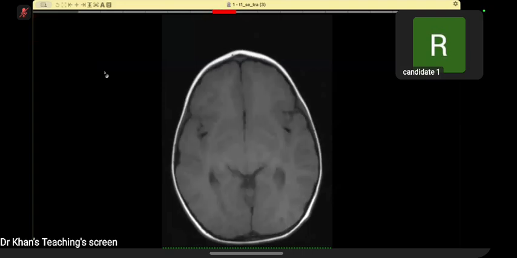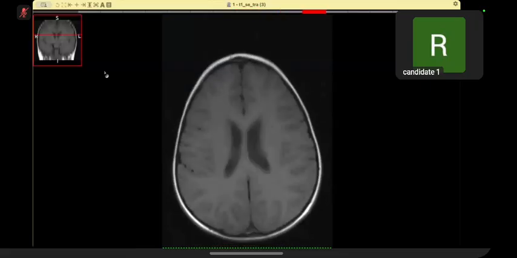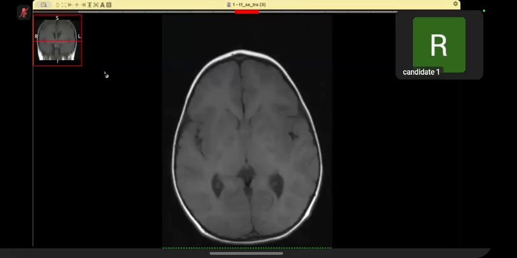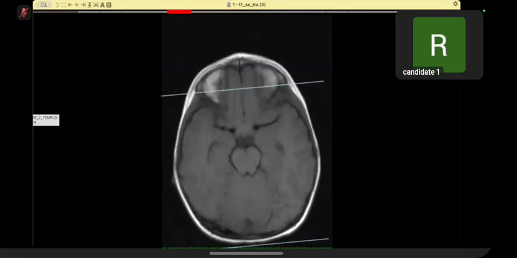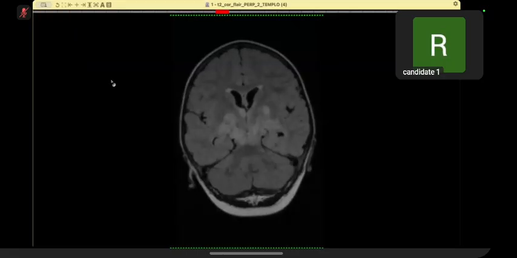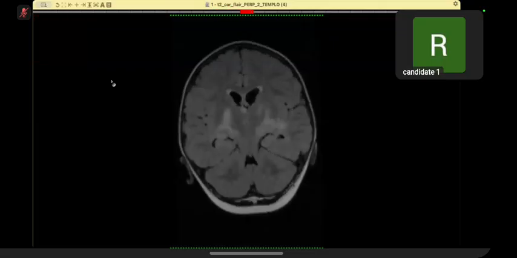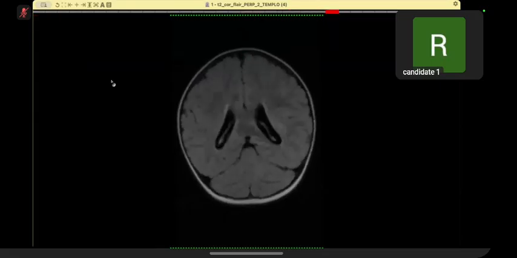These abnormalities are slightly hypointense to the brain parenchyma. Sir, can I see DWI and FLAIR images? In FLAIR also, I can see hyperintense abnormality within the medial temporal lobe, basal ganglia, and internal capsules.